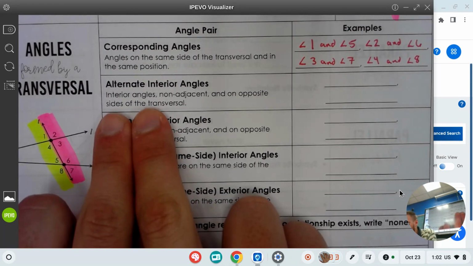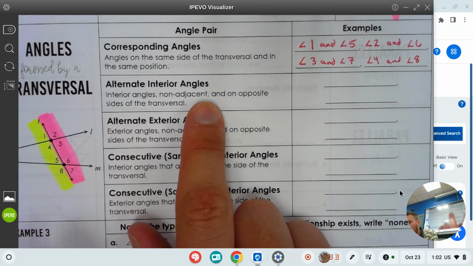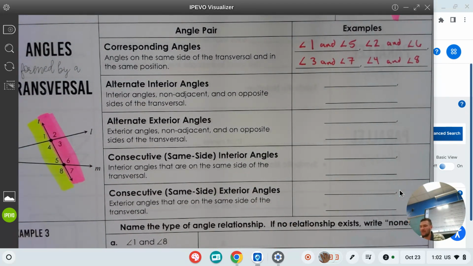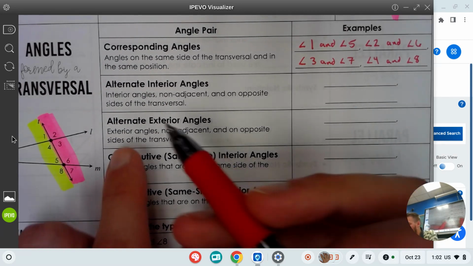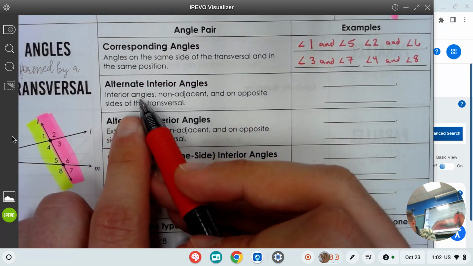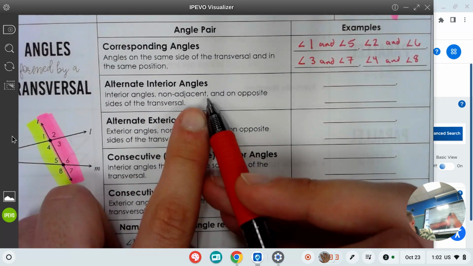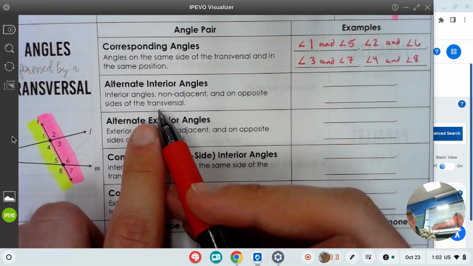Now up next is alternate interior angles. This is where things start to get a little bit difficult because we have alternate interior, alternate exterior, consecutive interior, consecutive exterior. Okay? Alternate interior angles are interior angles non-adjacent and on opposite sides of the transversal.